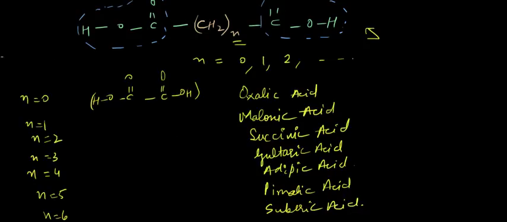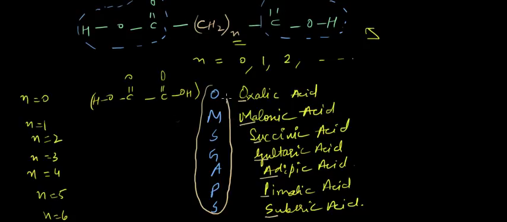So this is a trick to remember all these names. You just remember the first letter for all these words. We'll be deriving a pattern for you to remember all these names. So the pattern is OMSGAPS, or Ohm's gaps. Ohm's gaps is nothing but the first alphabet for n varying from 0 to 6 for the names of dicarboxylic acids. So O means oxalic, M means malonic, succinic, glutaric, adipic, pimelic, suberic.